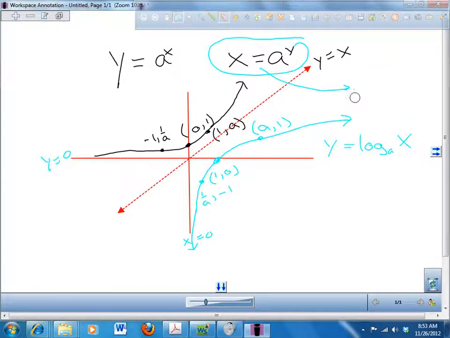Okay? So that's what a logarithmic function is. When you're finding a logarithm, you're finding the exponent. In this case it's saying, what do I need to raise a to in order to get x? Which is kind of weird, but we'll do some problems when we get to it.